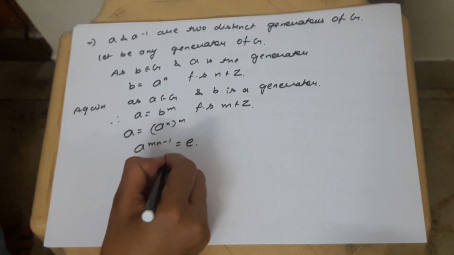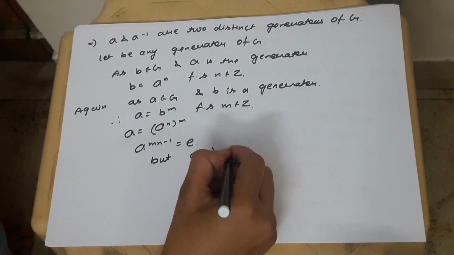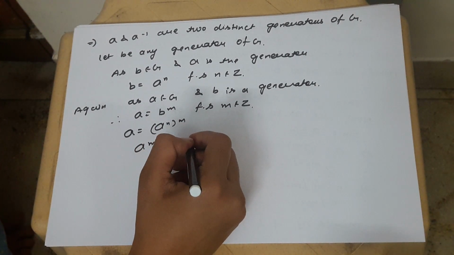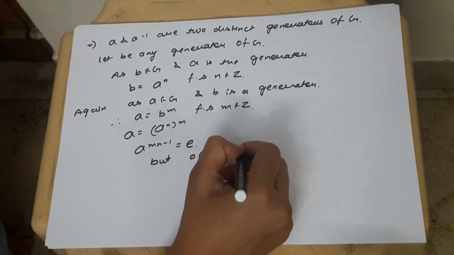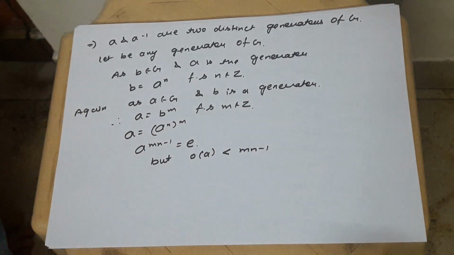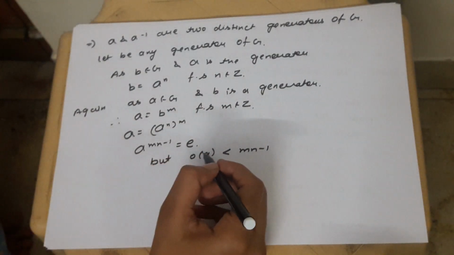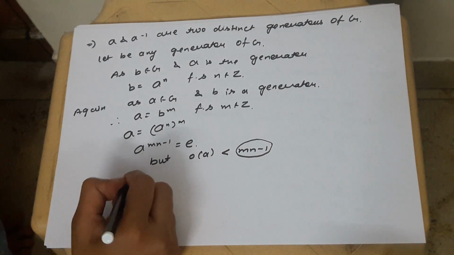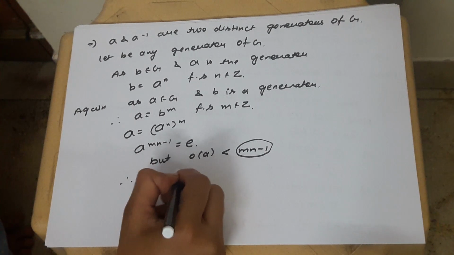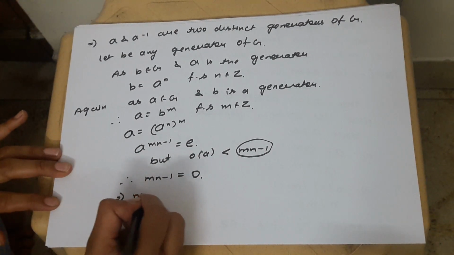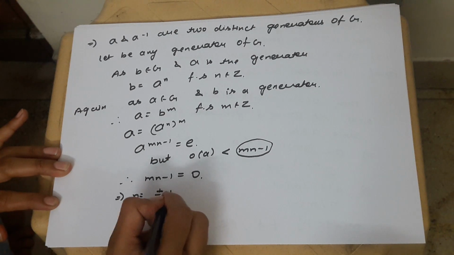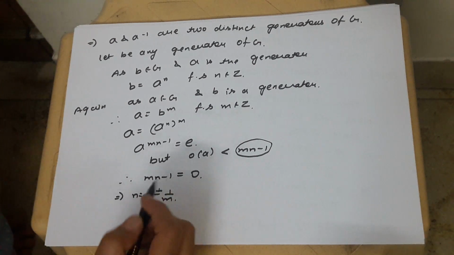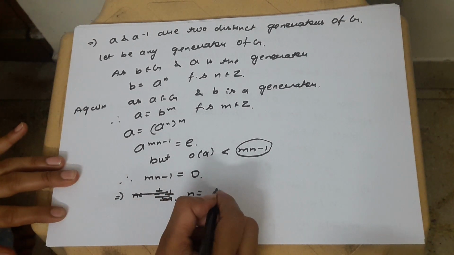But the order of a is the least positive integer such that a to the power order of a is equal to e. Therefore, the order of a would be less than or equal to mn minus 1. But the order of a is infinite. Therefore, such a term will not exist. Therefore, mn minus 1 must be equal to 0, which implies n is equal to 1 by m.